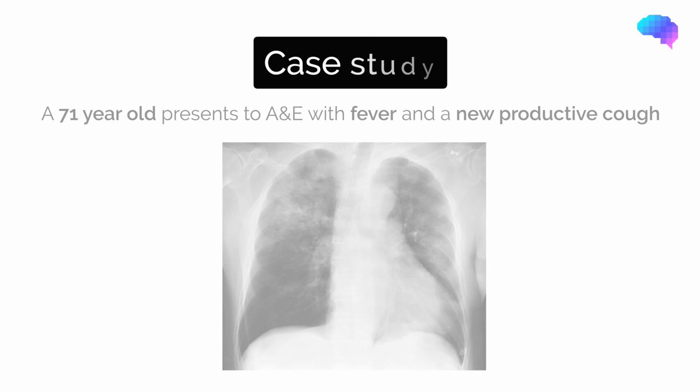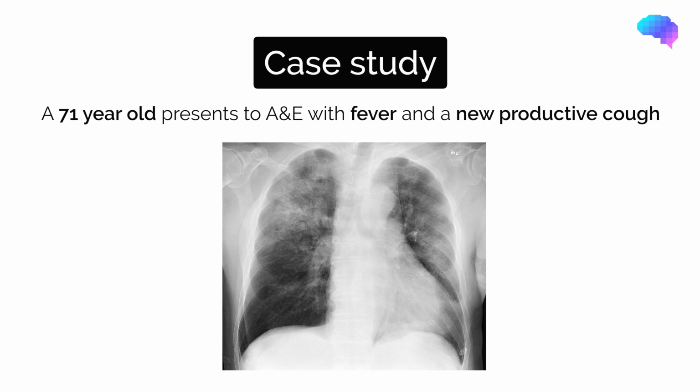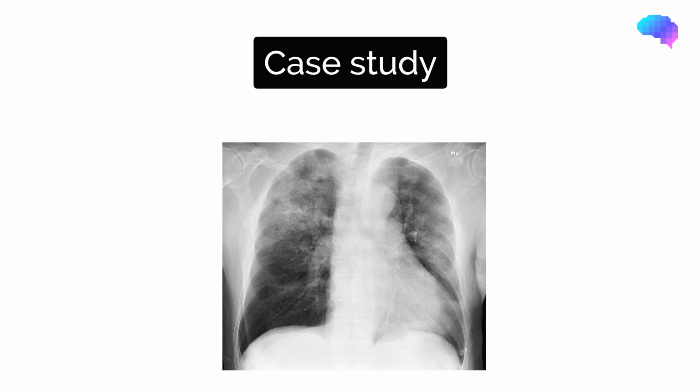Now we've worked through our ABCDE approach for interpreting chest X-rays, it's time to put our skills to the test and work through some case studies. Our first case study concerns a 71-year-old patient who has presented to A&E. They are feeling feverish and complaining of a new productive cough. Pause this video to have a go at working through this X-ray before the answers are revealed.